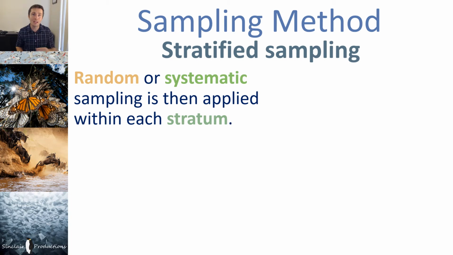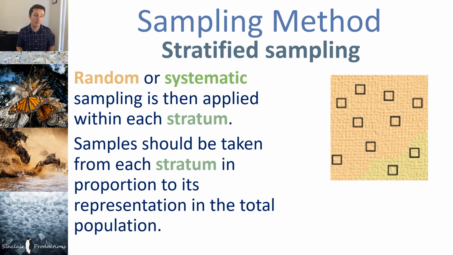So I might do random sampling within each stratum, or I might do systematic sampling within each stratum. Samples should be taken from each stratum, as I said, in proportion to its representation in the total population. So if I was to sample these two different areas, let's pretend we'll call this the low tide zone, high tide zone on the rocky shore, and this is the area I have. If I was going to do it in proportion, I can see that this makes up about 20% of the total area. So if I was doing 10 quadrats, I would do 2 in this area, and then 8 quadrats in that area.